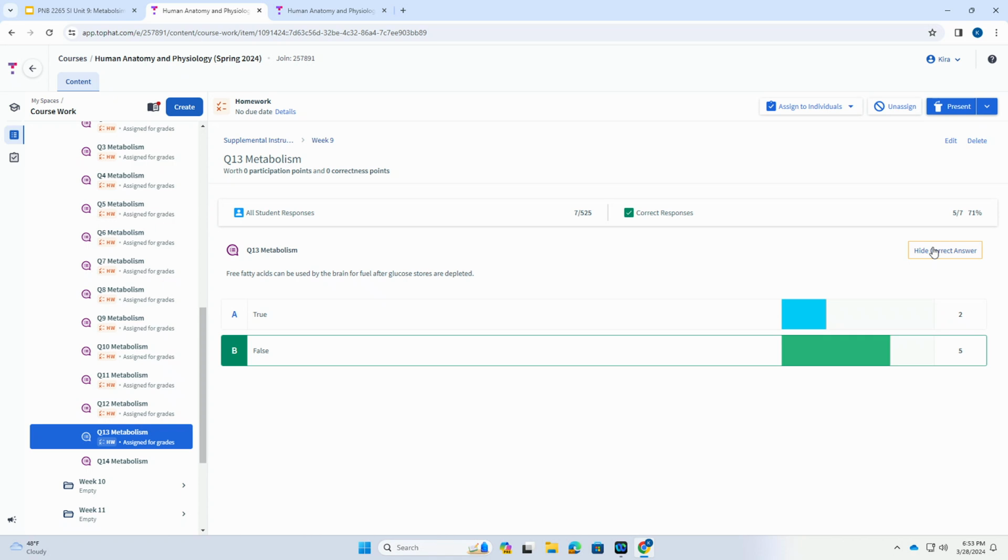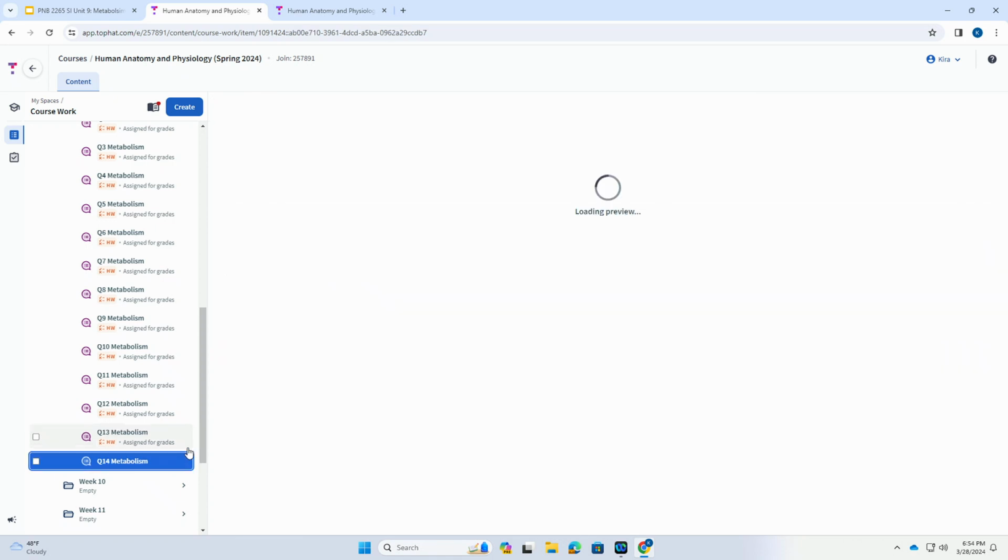The brain cannot use fat as an energy source. The brain can only use glucose. I'm not sure why, but I don't remember why, but that is something that could come up.